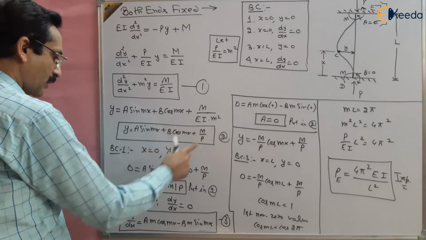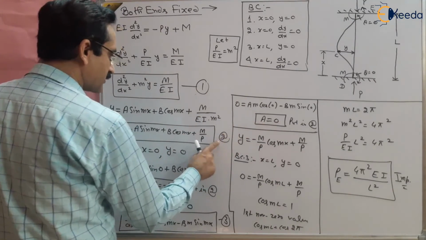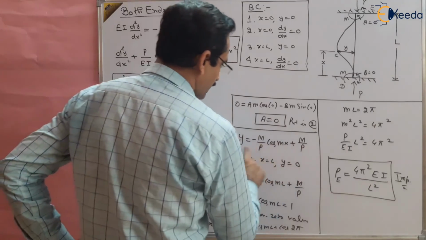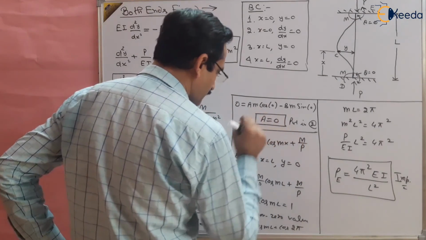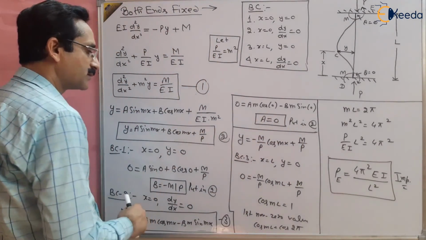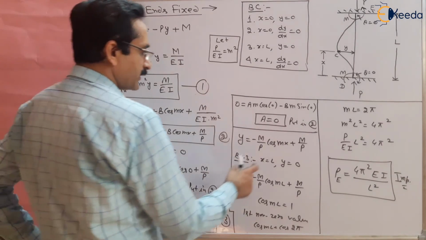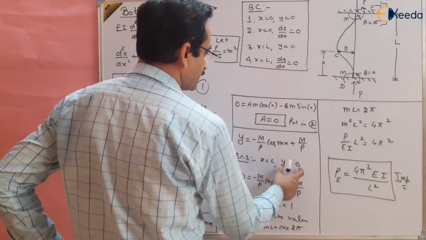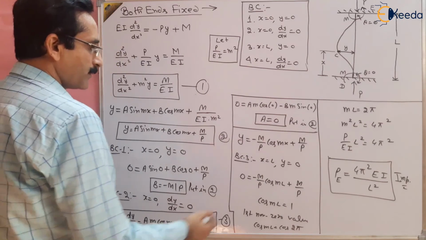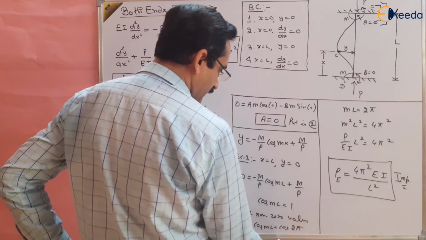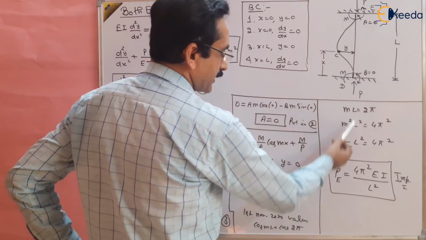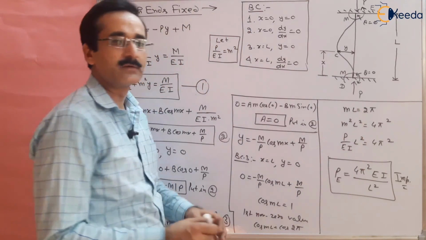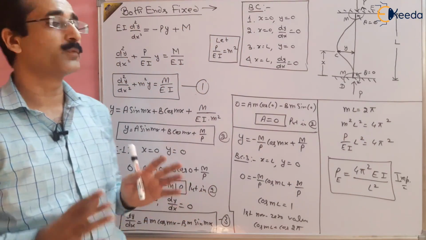Again apply the values of b and a in this equation 2. You will get this equation, y is equal to minus m by p cos mx plus m by p. Utilize the third boundary condition, that x is equal to L, y is equal to 0. Put these values here, and from here you are getting the Euler's load. Finally you will get the Euler's load for both ends fixed.